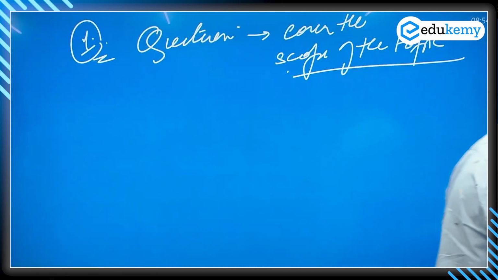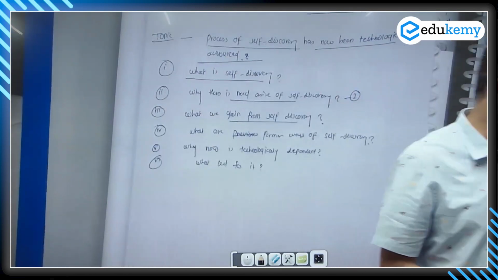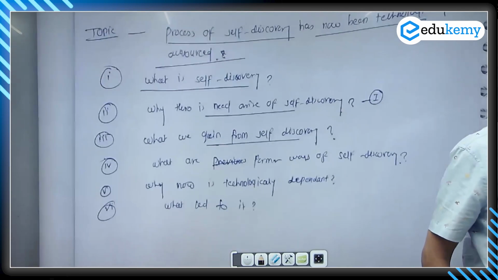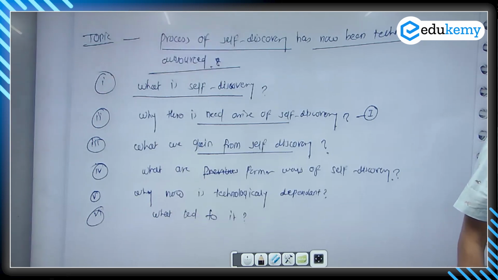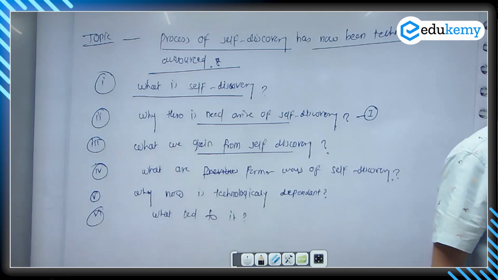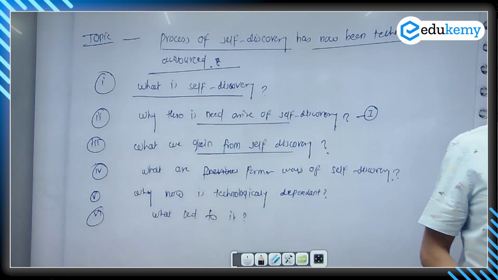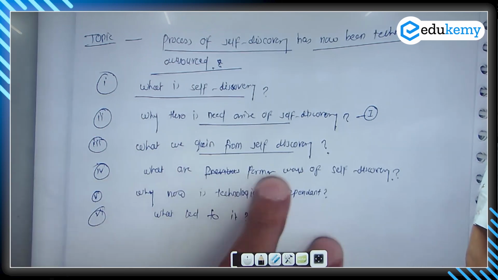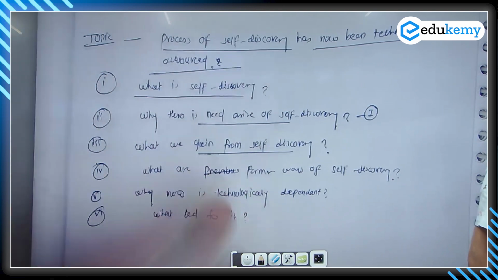So I'm reading this set of dimensions given by one of your friends, and we'll discuss one by one. You all can see this, I believe. So this is the sequence. The process of self-discovery has been technologically outsourced. The first question is, what is self-discovery? Why is there a need for self-discovery? Basically, why do we need self-discovery? What do we gain from self-discovery? What are former ways of self-discovery? Why is it now technologically dependent?